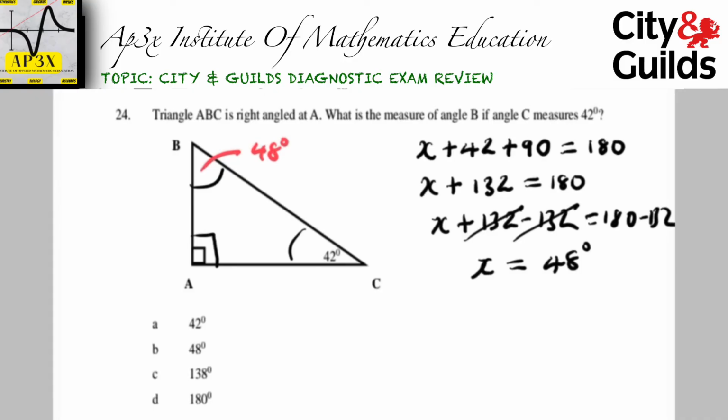Alternatively, if you know that in a right angle triangle, the internal angles opposite to the 90 degree are complementary, and complementary angles equal 90 degrees, then easily an alternative approach would have been to just subtract 42 from 90, and you would have also gotten 48. That is if you know the particular theorem.